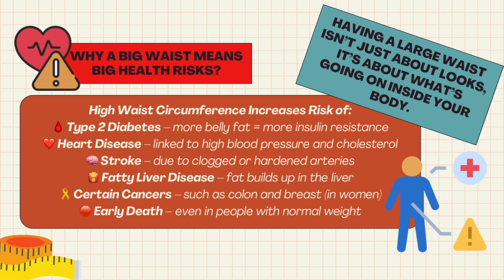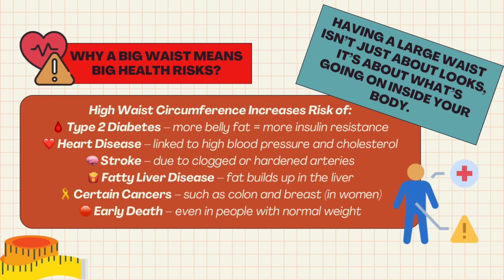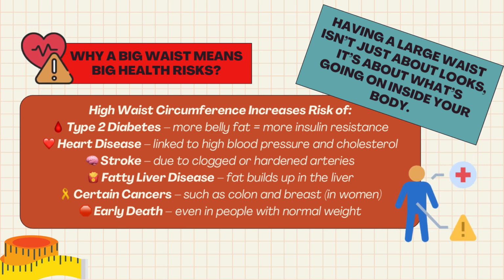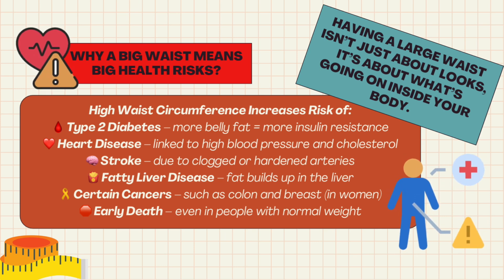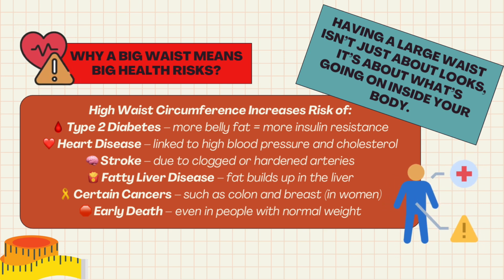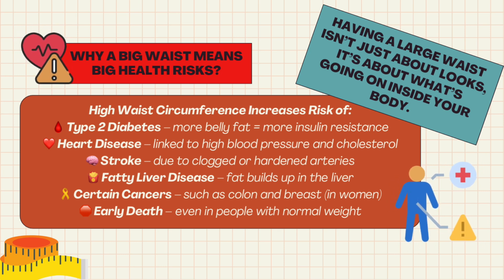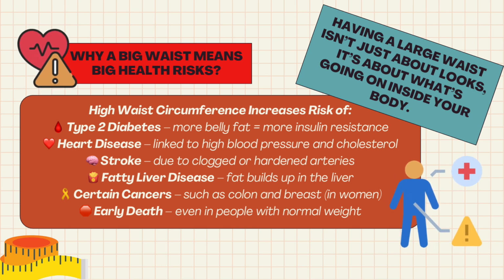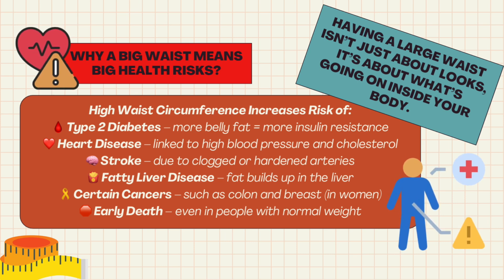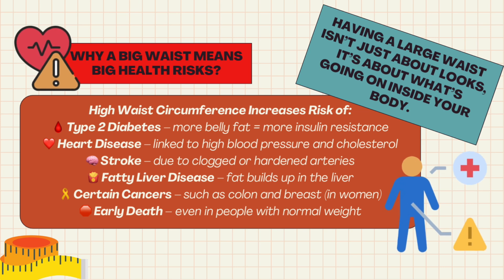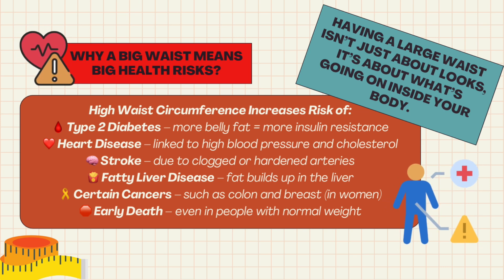Why a big waist means big health risks. High waist circumference increases risk of type 2 diabetes. More belly fat equals more insulin resistance. Heart disease. Linked to high blood pressure and cholesterol. Stroke. Due to clogged or hardened arteries. Fatty liver disease. Fat builds up in the liver. Certain cancers, such as colon and breast in women. Early death, even in people with normal weight. Having a large waist isn't just about looks, it's about what's going on inside your body.